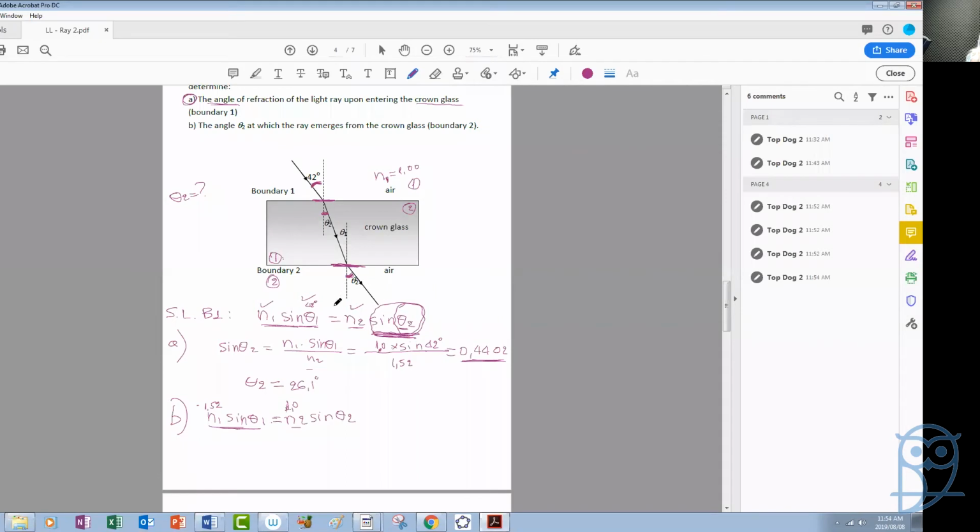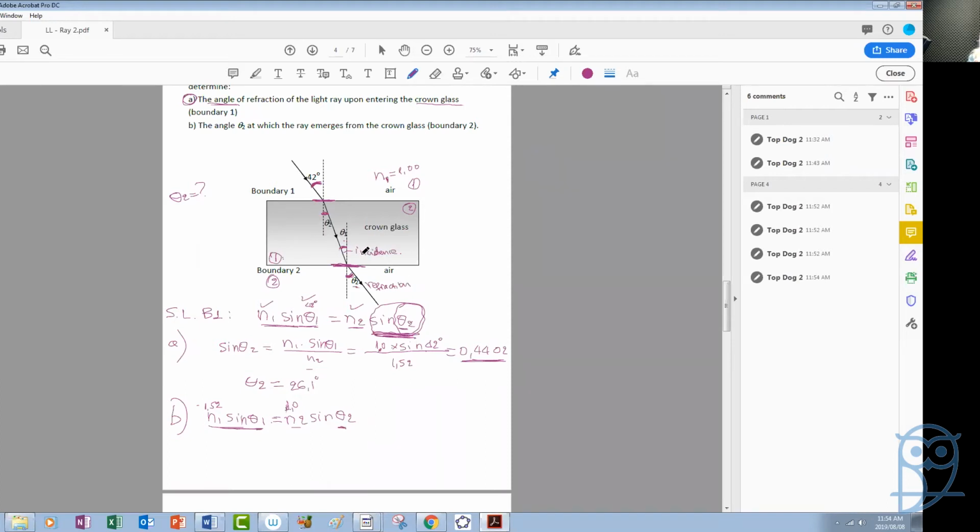And now we have to find the angle theta 2. All right, so we need to find this angle theta 2. But do we know this angle theta 1? Well, if we look carefully at our diagram, from the geometry of the diagram, we do know it, because this theta 1 is now the angle of incidence for the second boundary, and this is the angle of refraction at the second boundary.